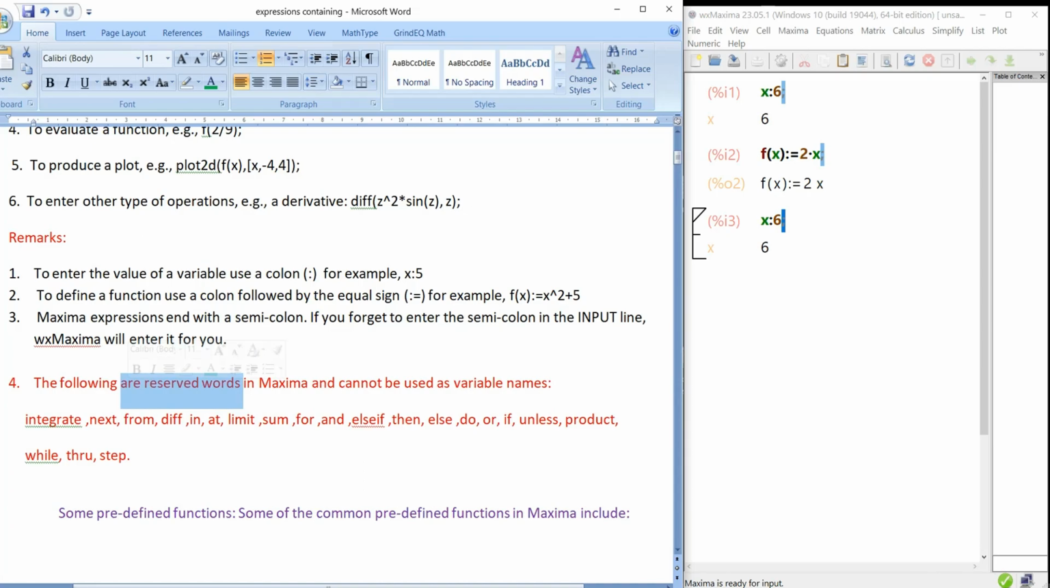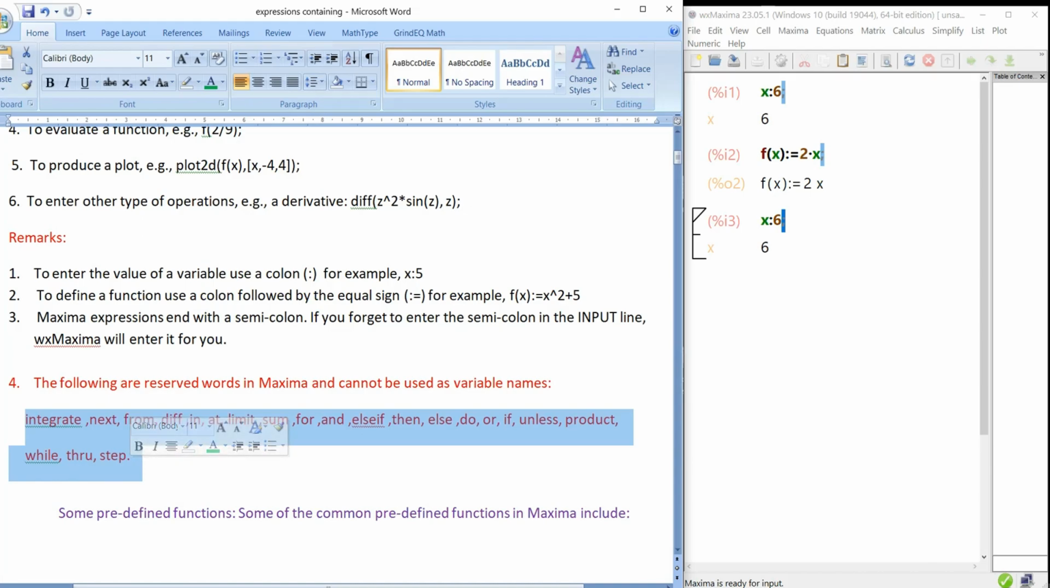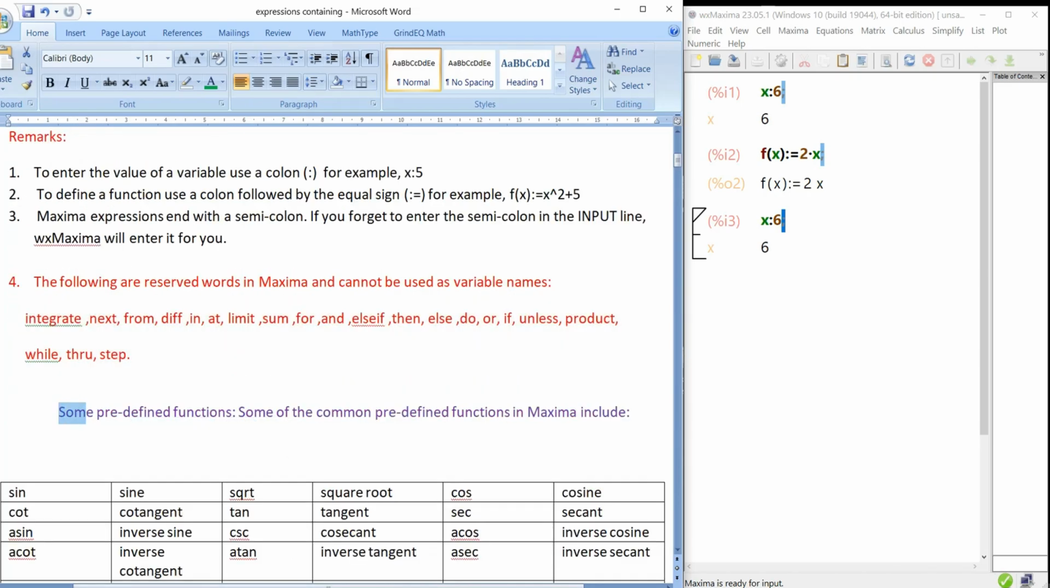Further, there are some words that are reserved in Maxima as well. You know, in every language, like the programming language C or Python, there are some words that are reserved for those languages. These words can't be used as variable names. What are these words? Integrate, next, from, diff, in, at, limit. The list is quite long. You can see these are the words that cannot be used as variable names. These are reserved in Maxima.